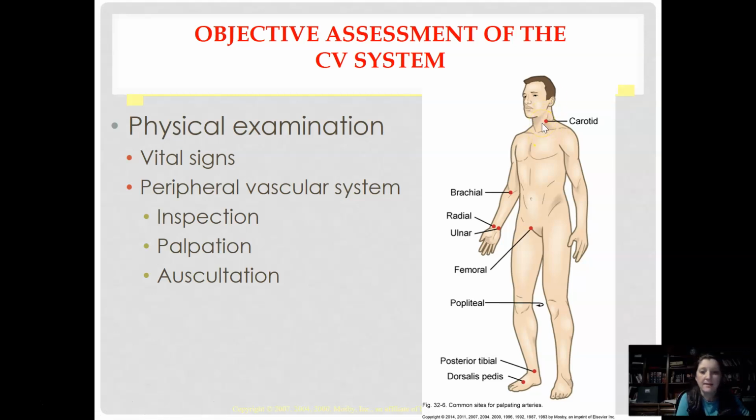And we're going to palpate pulses. We're going to feel for temperature. Are the extremities cool because of lack of blood flow? Is there any edema? How's capillary refill?